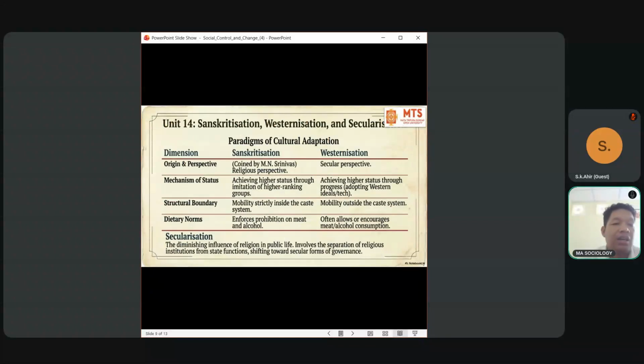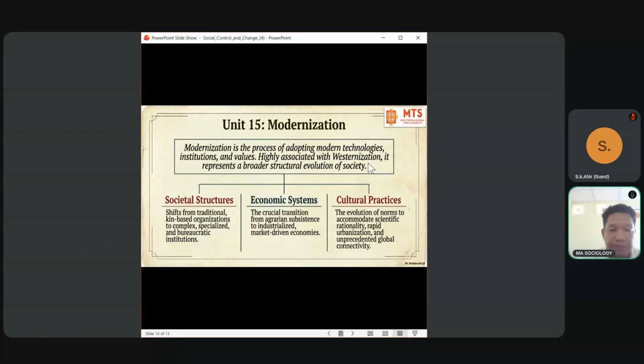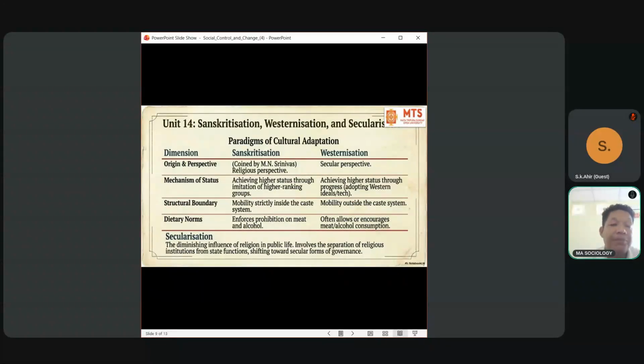That is Unit 14: Sanskritization, Westernization, and Secularization, a paradigm of cultural adaptations and dimensions. Sanskritization was coined by M.N. Srinivas. It is a mechanism of achieving higher status through imitation of higher ranking groups.